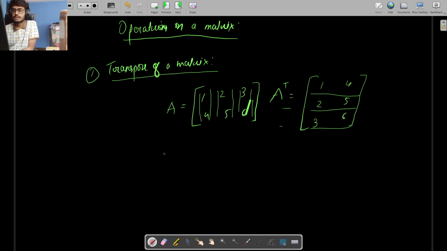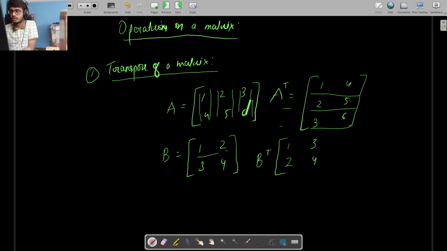So I'll give you another example. I have a matrix B. I have 1, 2, 3, 4 as the matrix B. Now its transpose will be changing the rows to columns or columns to rows, whatever you want. So if I want to change this row into a column, I do 1 and 2. So I just bring this 2 down here. Now I want to change this row into a column, so this will be 3, 4. So is this clear? Transpose of a matrix?